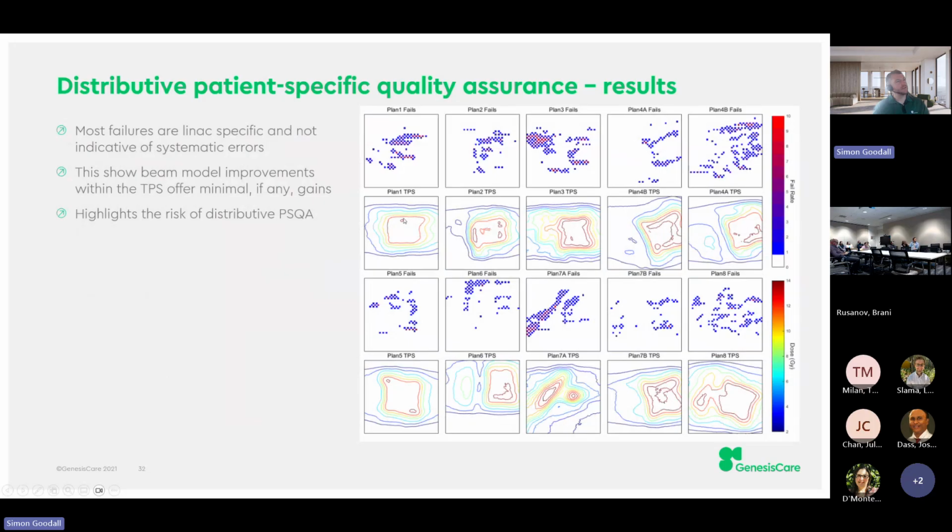The next thing we did was overlap all of these dose distributions. So this is a TPS, and this is like a 2D bar chart, if you like, of the rate of failure of different plans. So the brighter the color, the more LINACs that failed at that point. So what we can see is in here, for example, we have an area where pretty much all the LINACs failed at that point, which suggests that this is probably not a LINAC issue, but this is a TPS model, and we could potentially fix this up.